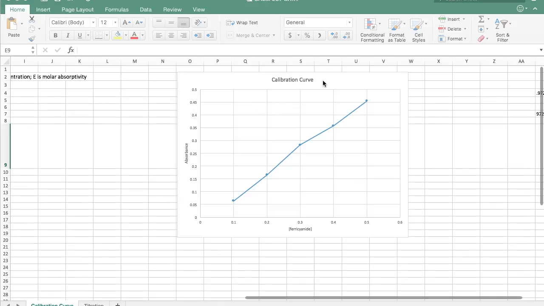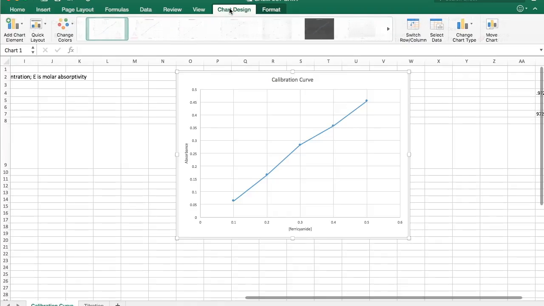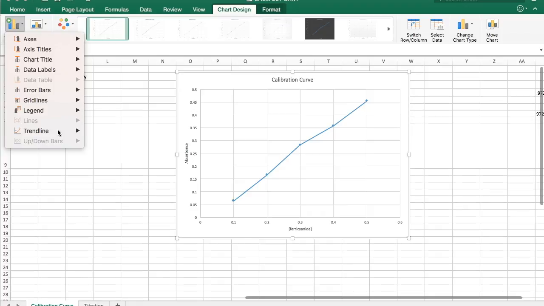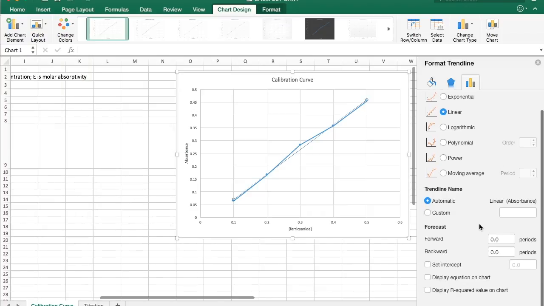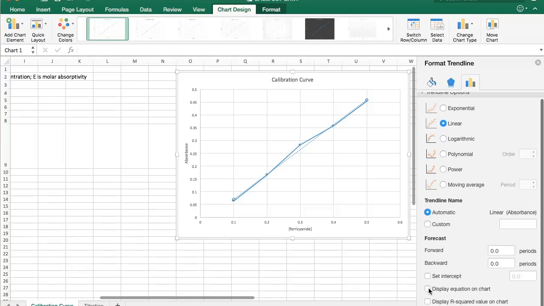So here I've plotted the calibration curve with the concentration on the x-axis and absorbance on the y-axis. The next step is to find the linear formula, which Excel can automatically calculate for us. It's a bit different in each version of Excel, but I'll first click on the graph, then go to Chart Design within the ribbon, navigate to Add Chart Element, go down to Trend Line, and then select More Trend Line Options. From here, I'll scroll down and click Display Equation on Chart, and then I'll make this a little bit larger.